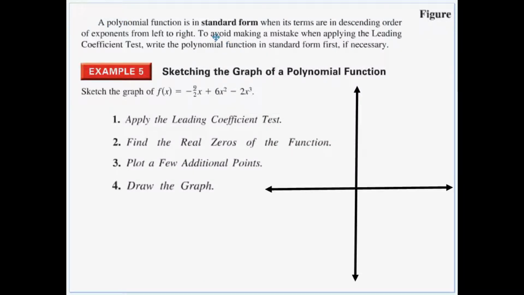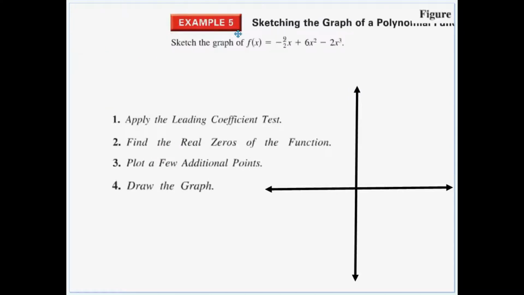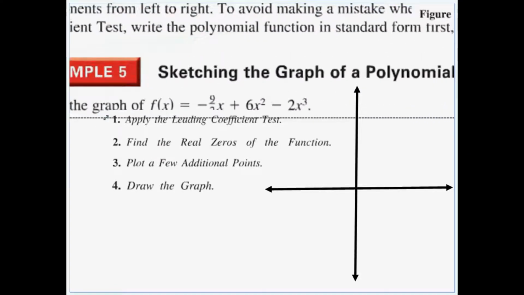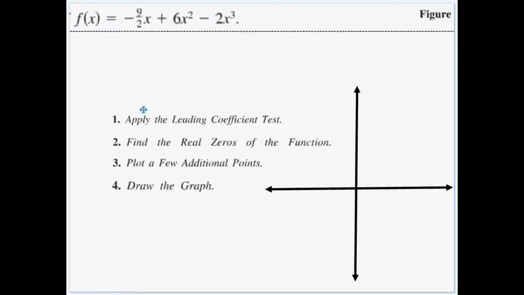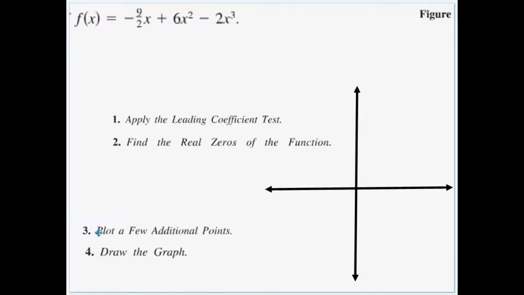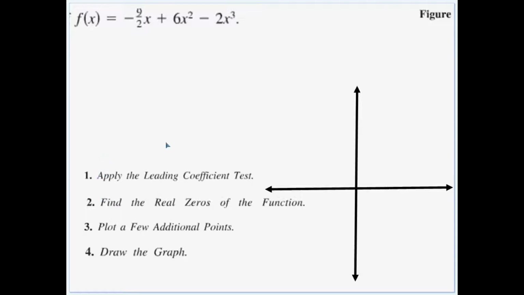A polynomial function is in standard form when its terms appear in descending order of exponents from left to right. To avoid making a mistake when applying the leading coefficient test, write the polynomial function in standard form first, if necessary. So let me make this a little bigger. There's our function. We've got negative 9/2 x plus 6x squared minus 2x cubed. So there they were trying to trick us, and they put the higher powers near the end, but they're not going to fool us. We'll just rewrite it.